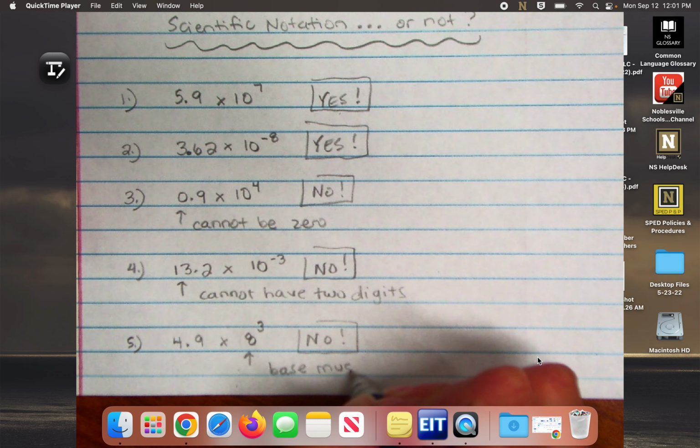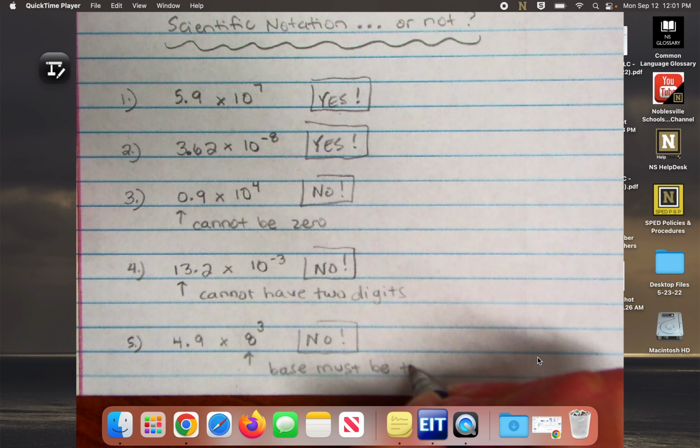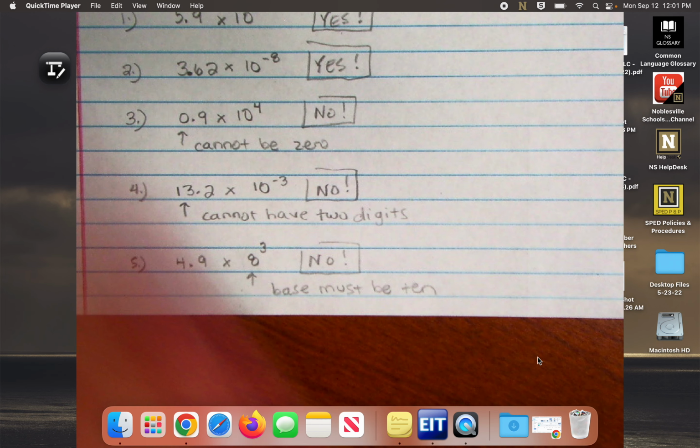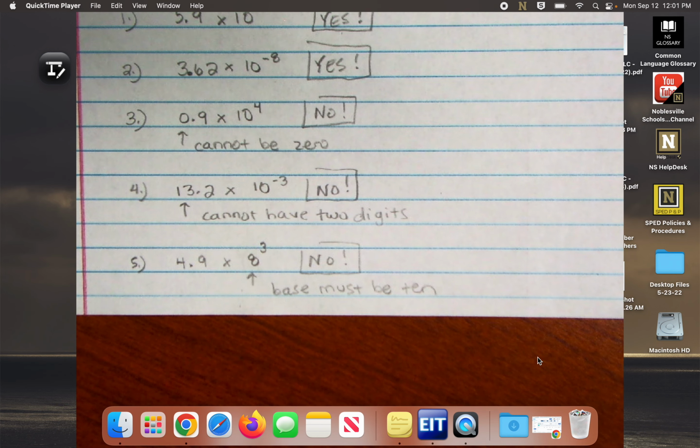So that's all we're going to do today. We just make sure we know those rules so we don't get caught up in that later. Single digit before the decimal, cannot be 0, base of 10, positive or negative whole number as the exponent. Okay. Put this in the back of semester 1, please.